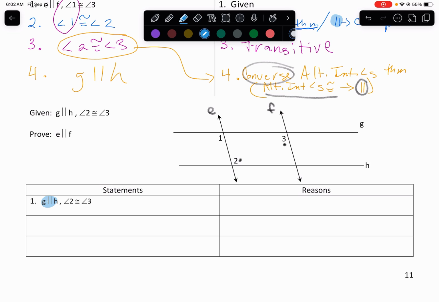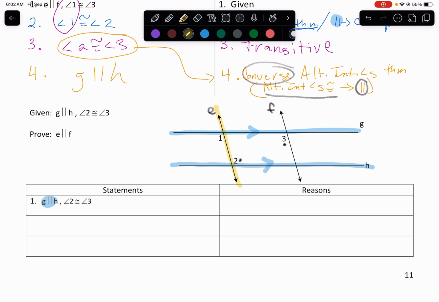So since G is parallel to H, I'm going to highlight those, just to remember which lines are my parallel lines. And now I need to choose line E or line F as my transversal. And so I'm going to use the line that's on the left, my line E, because angle 1 and angle 2 are off of line E, and if I look at line F, there's only angle 3, and so that's not going to help me.